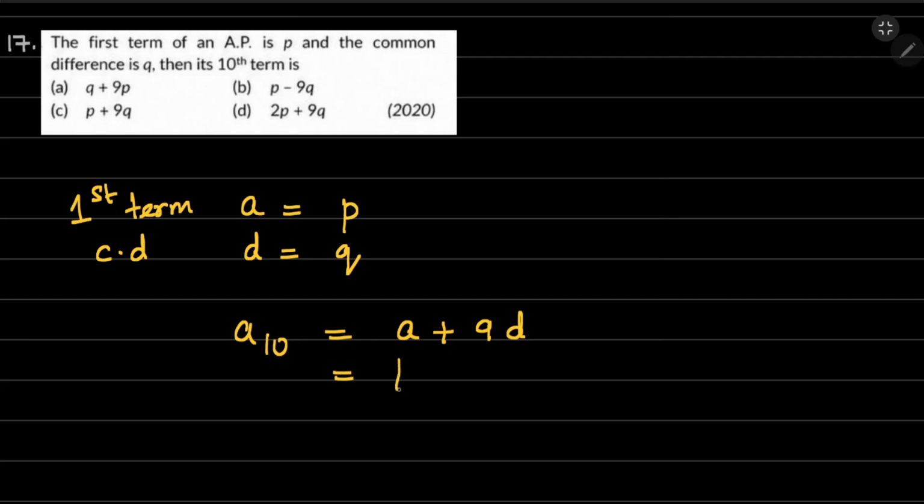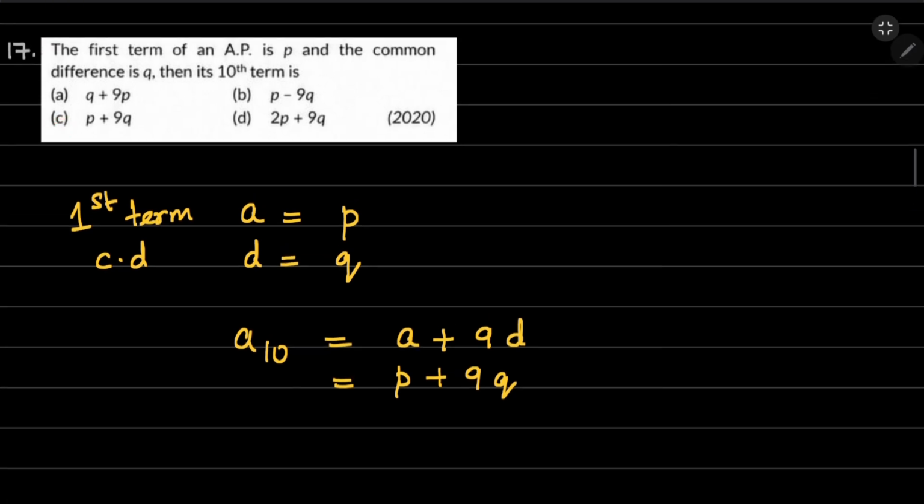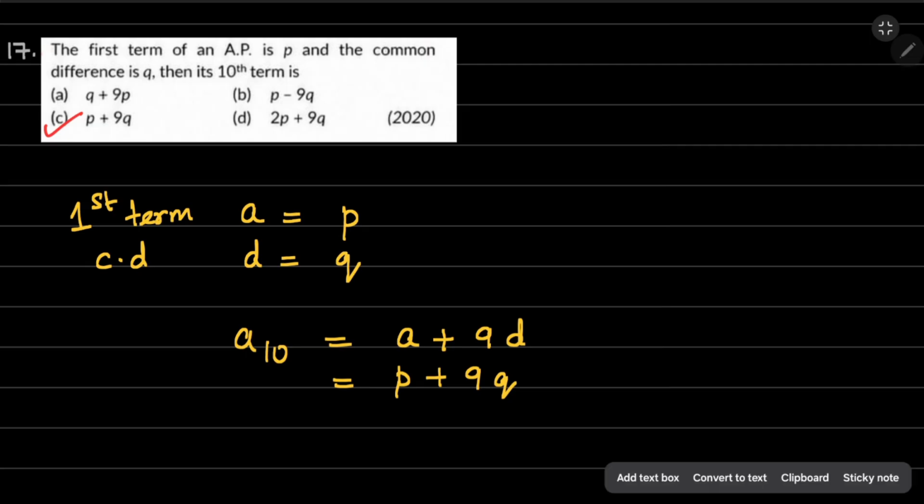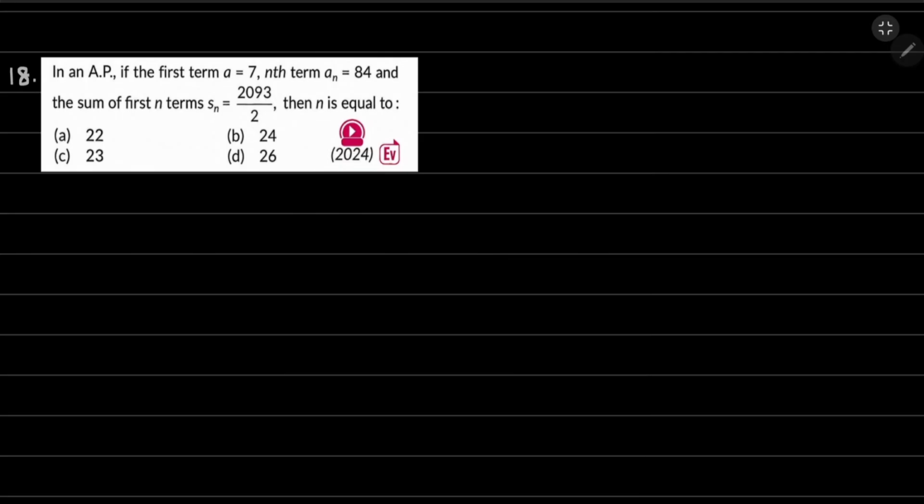What is A? It's P, plus 9 into D, which is nothing but Q. That's your answer. P plus 9Q, which is option number C. Just substitute in place of A, you are putting P, and in place of common difference D, you are substituting it with Q. I hope it's clear. Moving on to the next question.